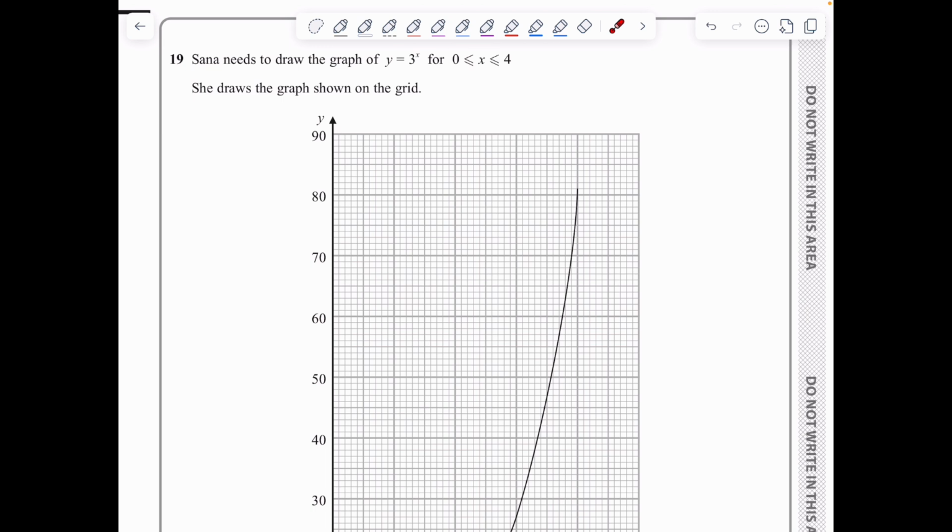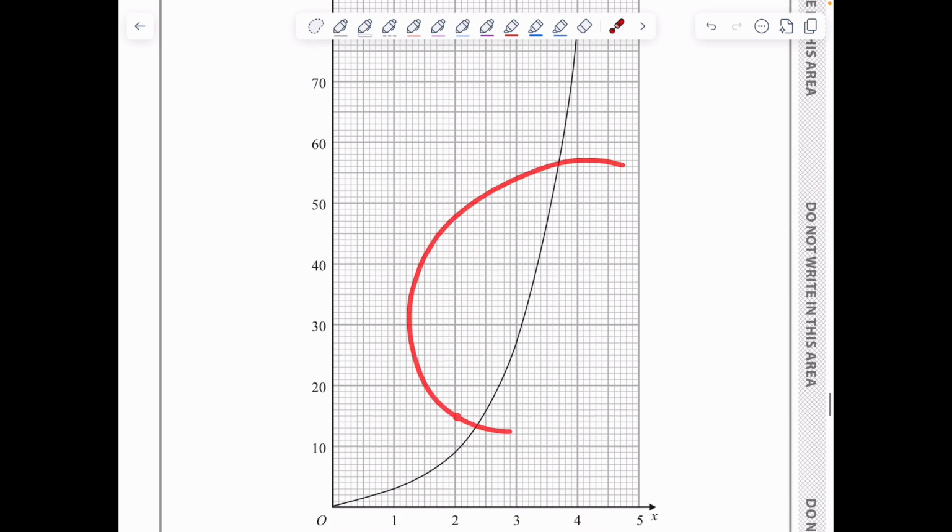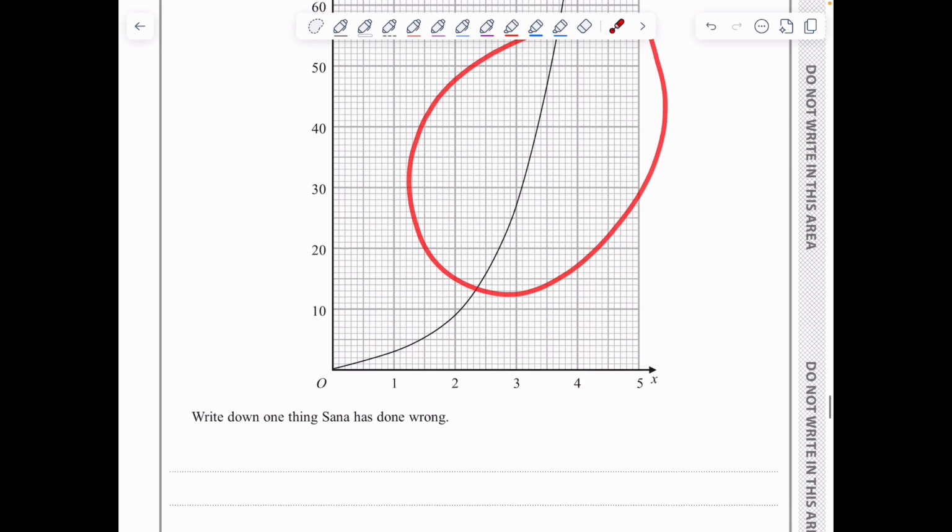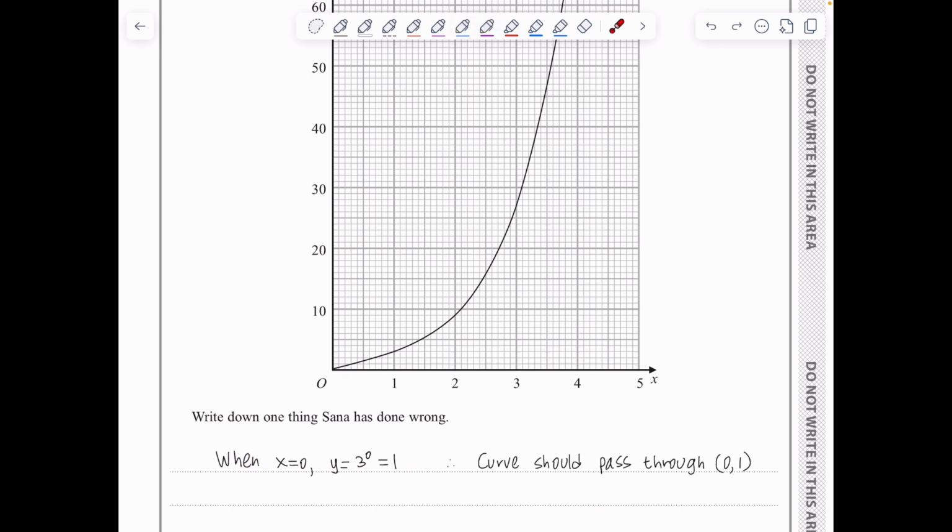In question 19, Sana needs to draw the graph of y is 3 to the x for x between 0 and 4, and this is the graph that she drew on the grid here. Now we need to write down one thing that she did wrong. So we can see that this is passing through 0, 0. However, when x is 0, y should be 3 to the 0, which is 1, and therefore we are expecting the curve to pass through the point 0, 1.